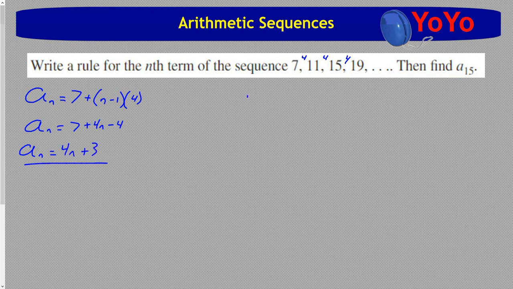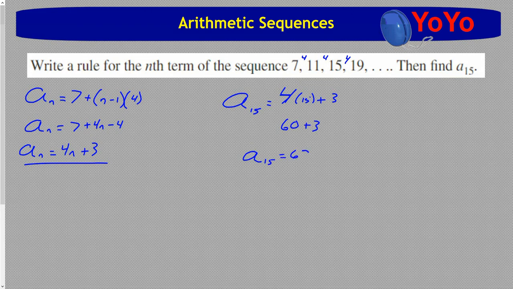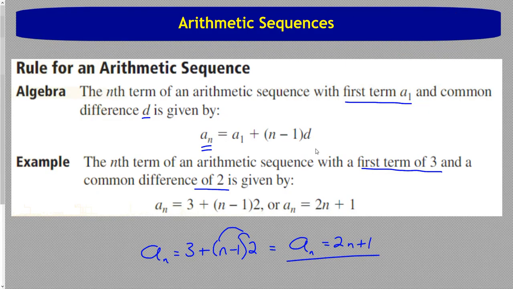I want a sub 15. I'll plug in 15. We switched rules here. 4 times 15 plus 3. Well, that's 60 plus 3. A sub 15 is 63. Okay, so not too bad. You're definitely going to want to have this rule written down. So I'm going to come back here. Make sure you pause this real quick and get this rule written down because this is going to be super important as we go through this.